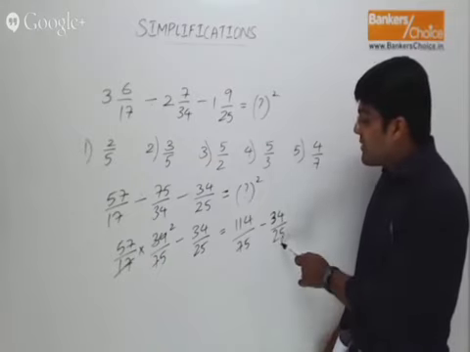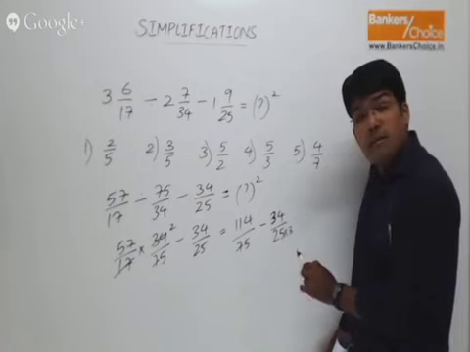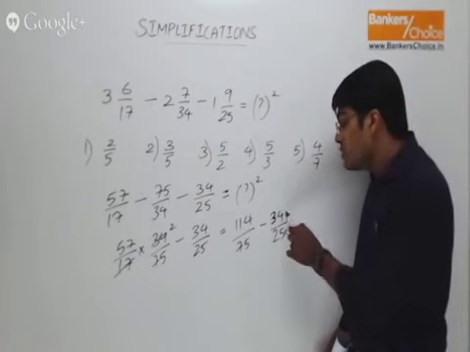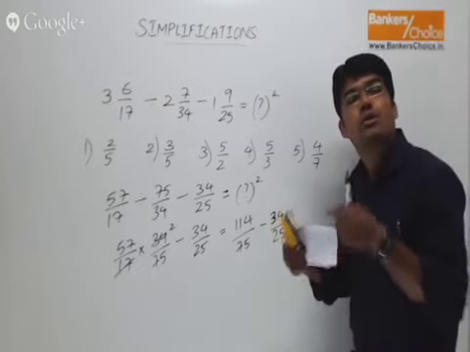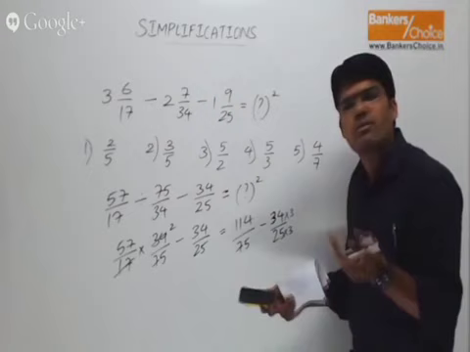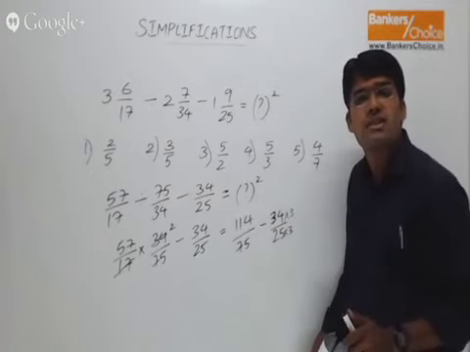So it's easy to convert 25 to 75. How do you do that? Multiply this with 3. But remember, when you multiply the denominator with 3, the numerator should also be multiplied with 3. Yes or no? In any given fraction, when both numerator and denominator are multiplied with the same value, the fraction value does not get changed. So multiply both numerator and denominator by 3.